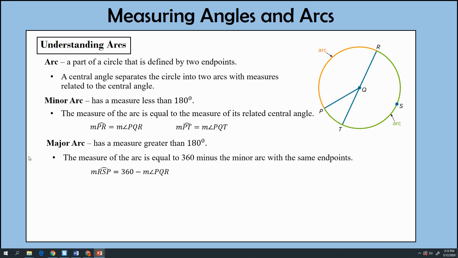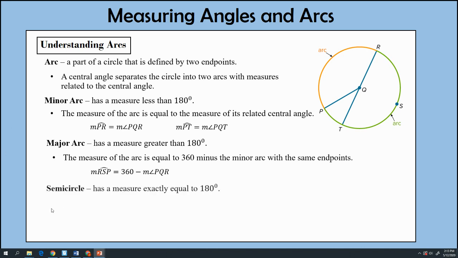Now, the interesting thing is that if I want to find the measure of this arc, RSP, what I can do is take the minor arc created by the endpoints R and P, subtract it from 360, and what's left has to be the major arc. We will have different ways of finding these arc measures. I think if you think about that a little bit, that'll make sense to you though.